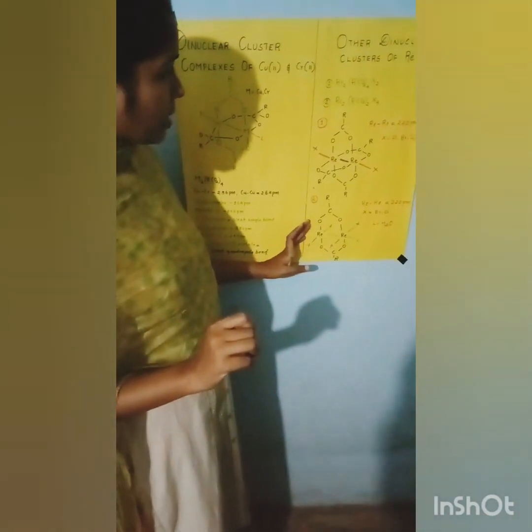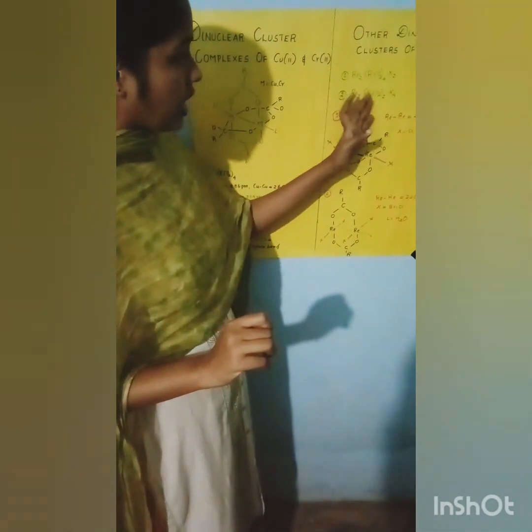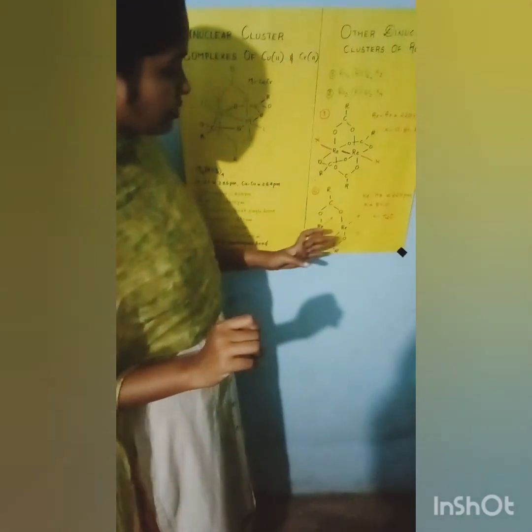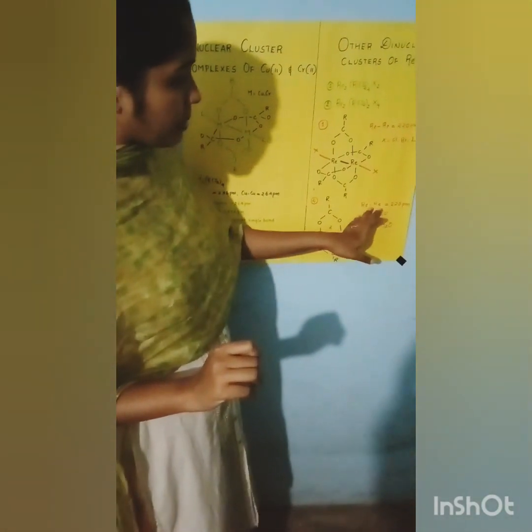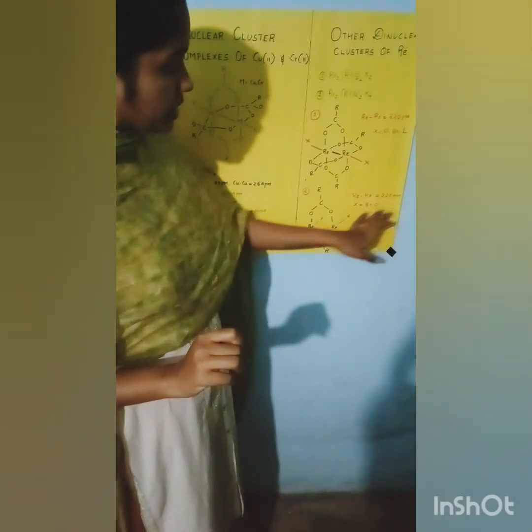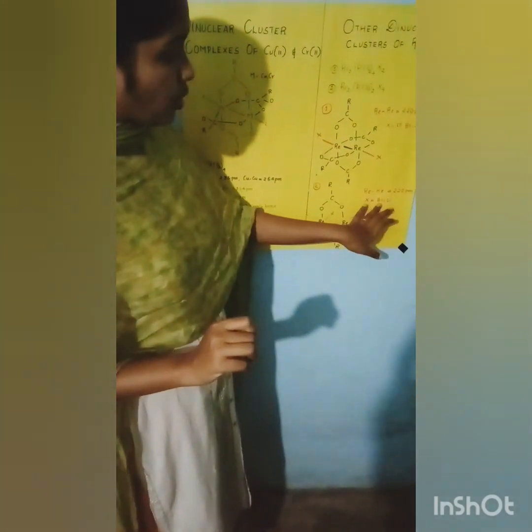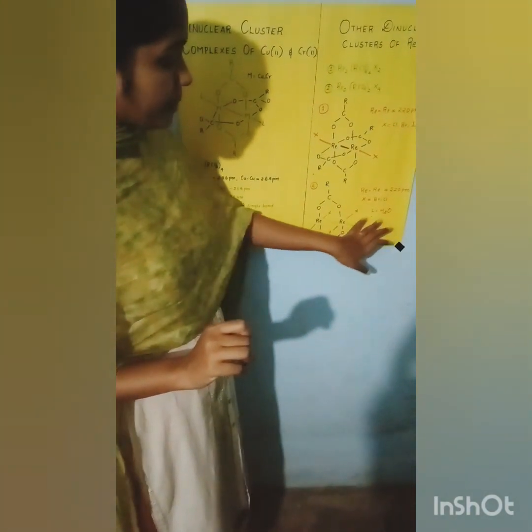This will be the molecular structure of Re2(RCO2)2X4. Here the Re-Re bond distance is 220 picometer. X will be bromine or chlorine and L will be H2O.